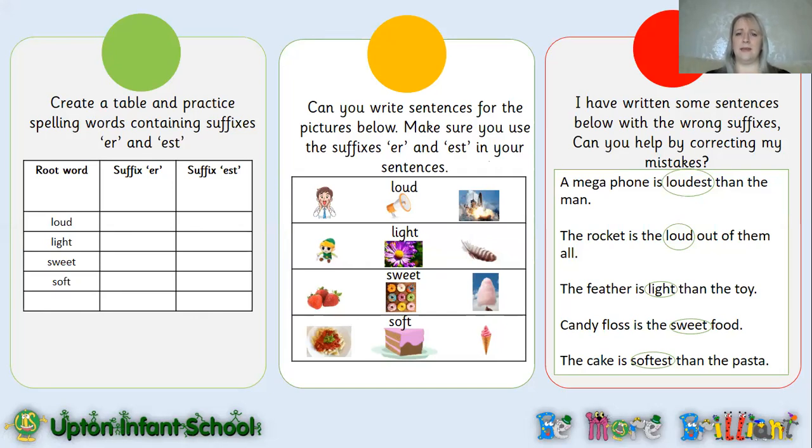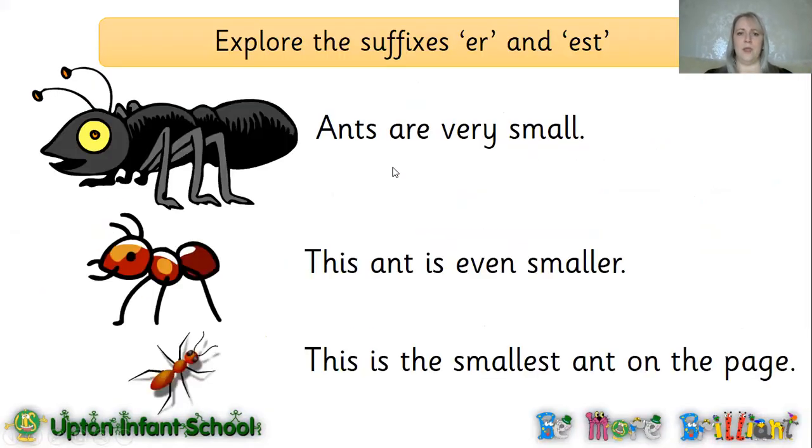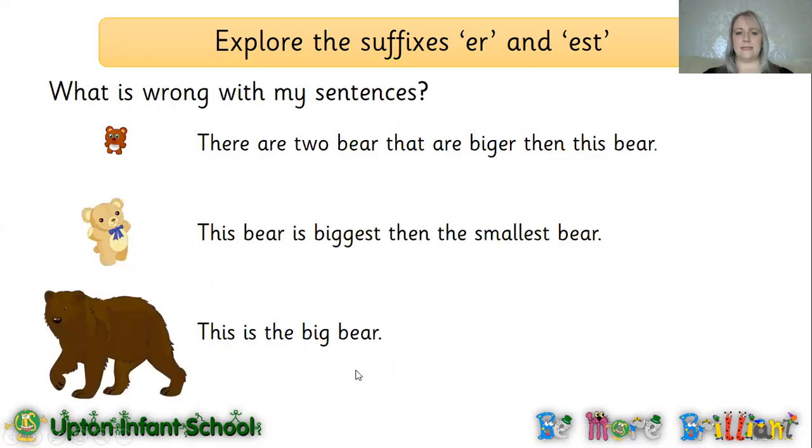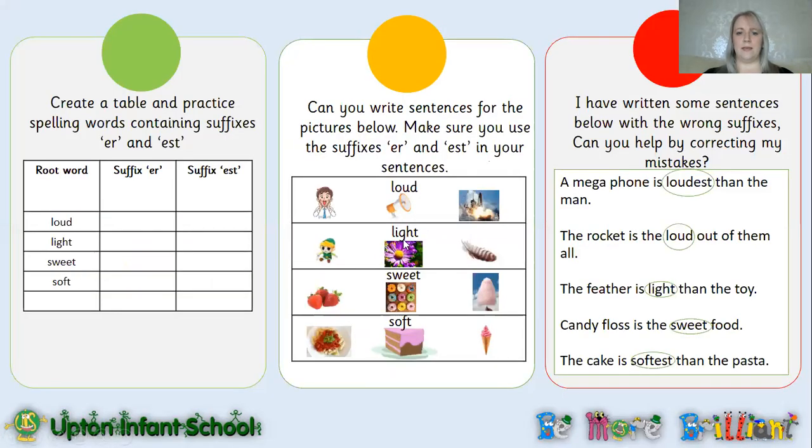If you want to have a go at the yellow task, a bit like I did back up here, I wrote some sentences. I would like you to have a go at writing some sentences about these pictures. So here we have the pictures. We have a man who's shouting, he's very loud, but we have a megaphone.